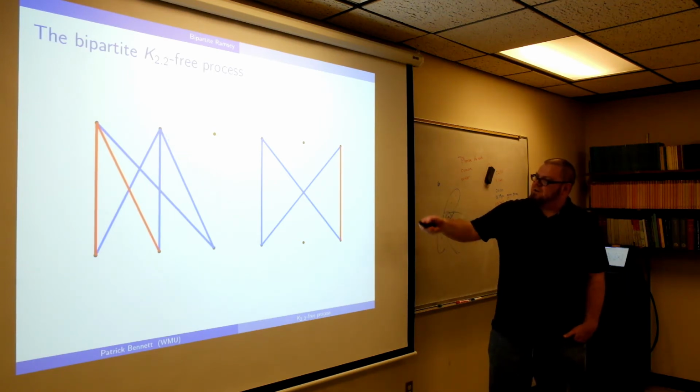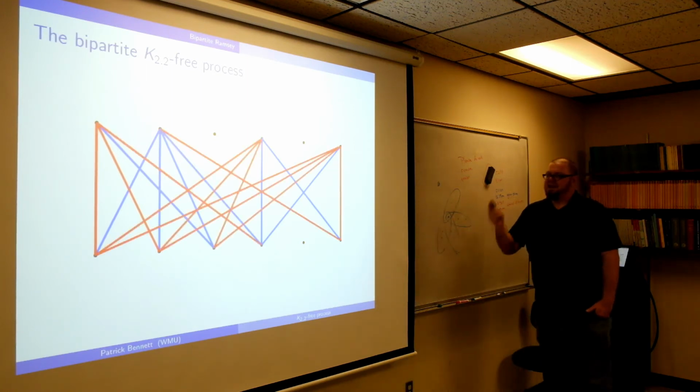Basically, when I connect two vertices, if I connect this one to this one, then I look at the neighborhood of this one and the neighborhood of that one, and all of the edges from this neighborhood to that neighborhood turn red. And that's what just happened.